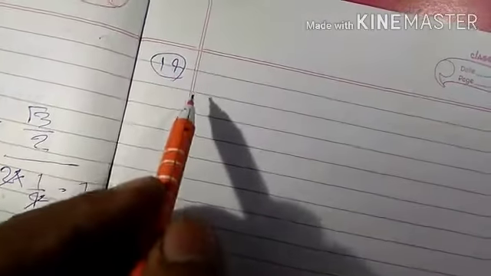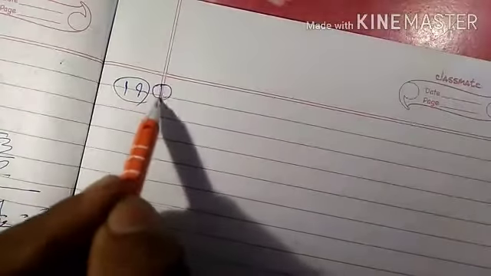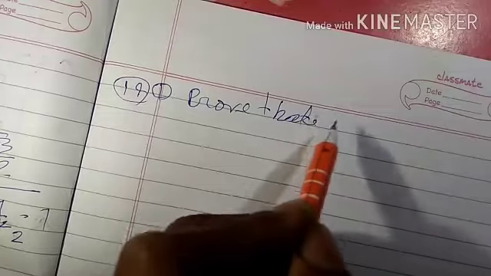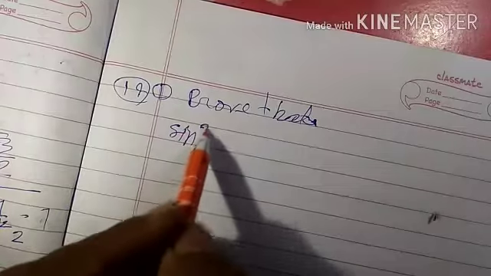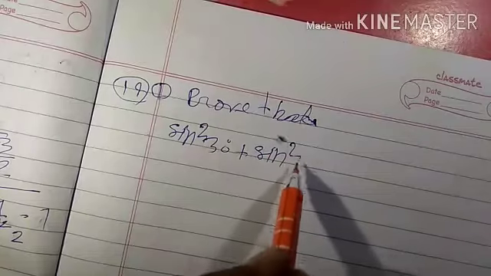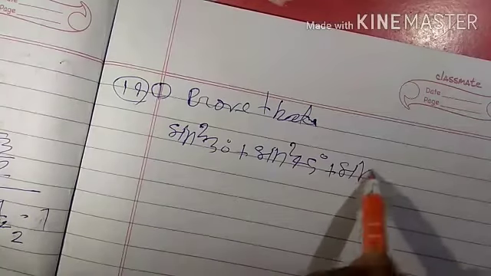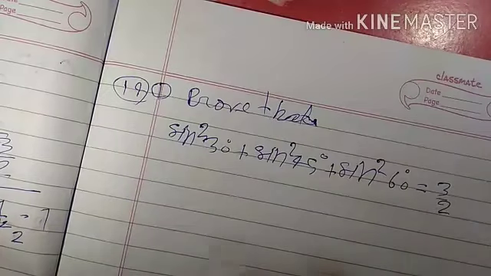Next, question number 14. Question number 14, first part, that is, prove that sin square 30 degree plus sin square 45 degree plus sin square 60 degree is equal to 3/2. We have to prove it.